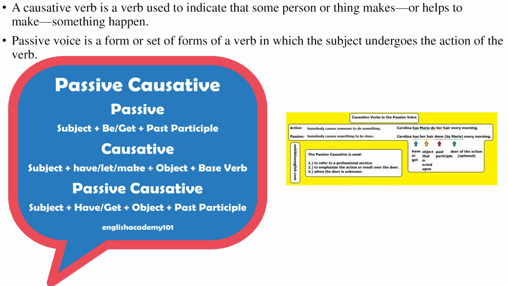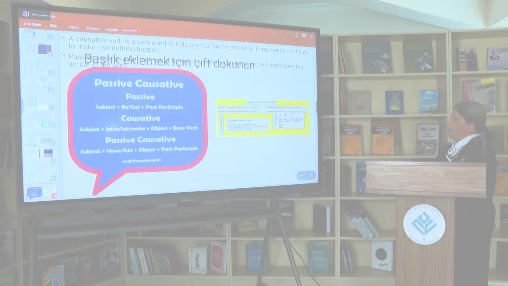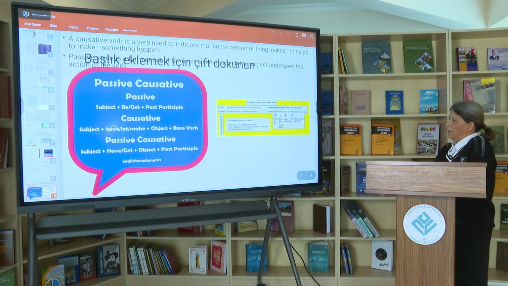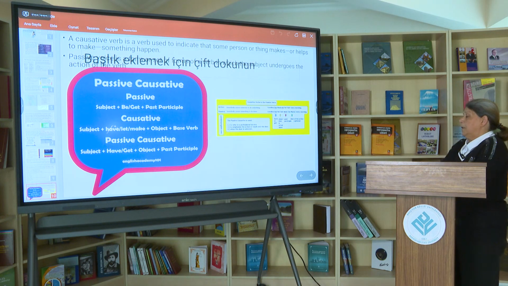A causative verb is used to indicate that some person or thing makes or helps to make something happen. For example, again I want to remind you, passive is subject plus be or get plus past participle, but causative is in this way: subject plus have, let, make, plus object plus base verb. In passive causative sentences the word order is: subject, have or get, plus object, plus past participle.